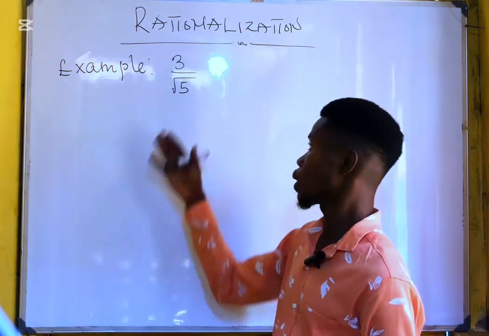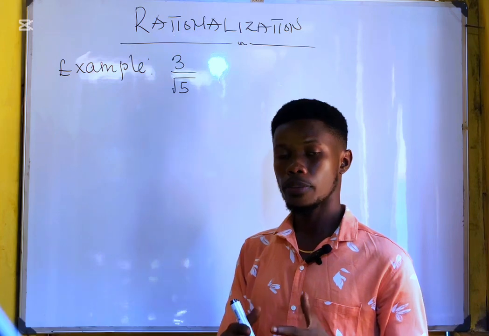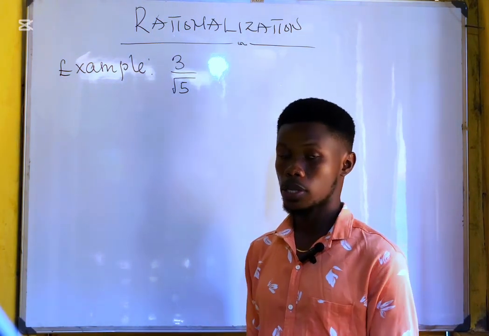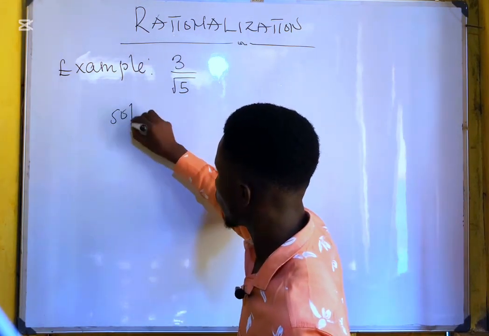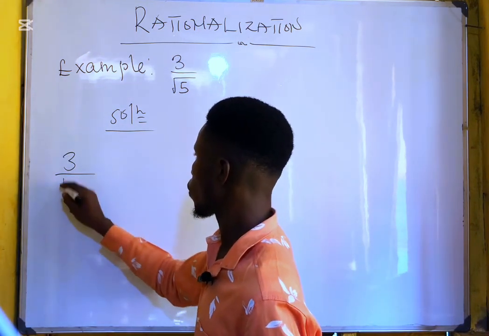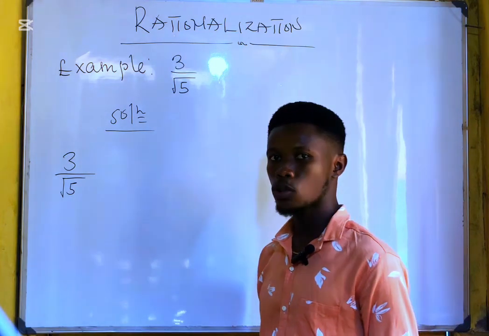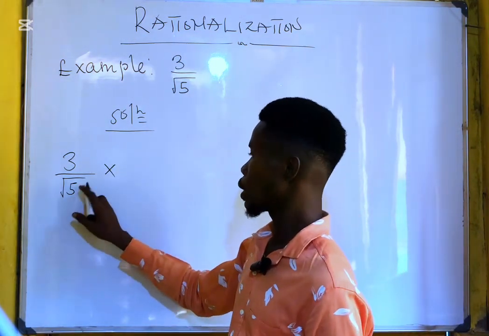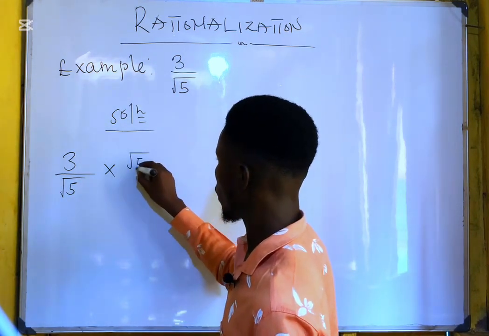Two, to make the denominator, or where the surd is, become a whole number or a rational number. Let's take it like that. So here, if I have a question like this, say 3 over root of 5, and I'm asked to rationalize, then what you do is that the surd here, you're going to multiply here by itself.